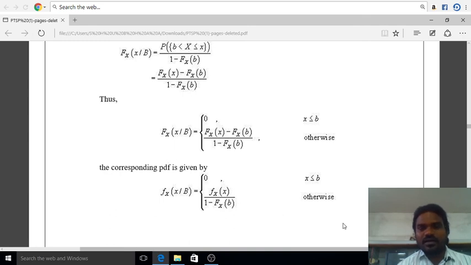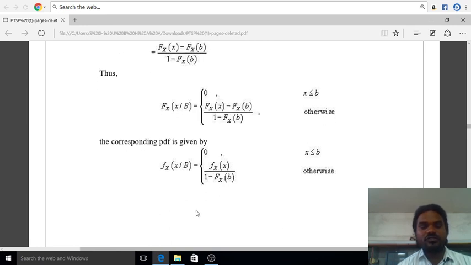In the corresponding PDF, that is the density function, the small f_X(x | B) is equal to the same thing. Each F is represented with the small notation, so f_X(x | B) is 0 in the first case, and in the other case the numerator becomes f_X(x) and the denominator remains the same. So this is the problem.